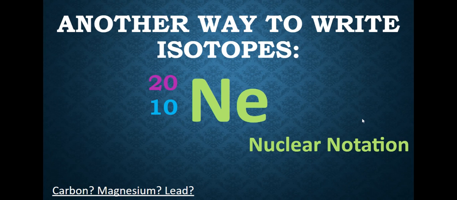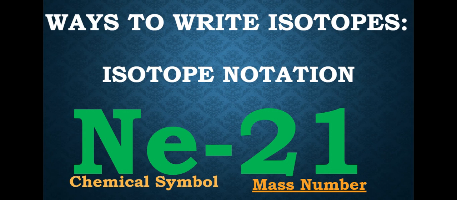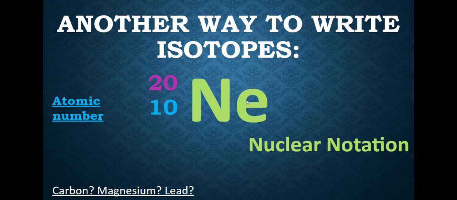Another way that we can write isotopes is in nuclear notation. Again, we've seen this before. This is very familiar to us. We have the chemical symbol for neon, Ne, the atomic number shown here in blue, which is 10 for neon, and the mass number shown here in purple, which is 20 for neon, typically. If this were an isotope, say the isotope that we talked about on the prior page, neon 21, we would simply write a 21 here instead of the 20.